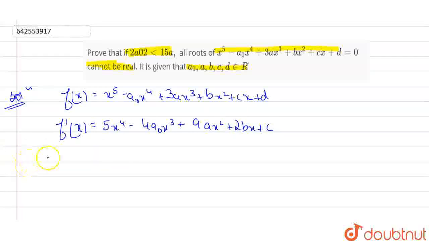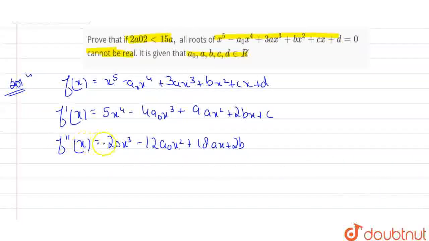And the next we have is f double dash x. Again we will differentiate it. So we will get 20x cube minus 12 a0 x square plus 18ax plus 2b. How many roots can this equation now have? 3, because the maximum power is 3. But we will have to reach f triple dash x.